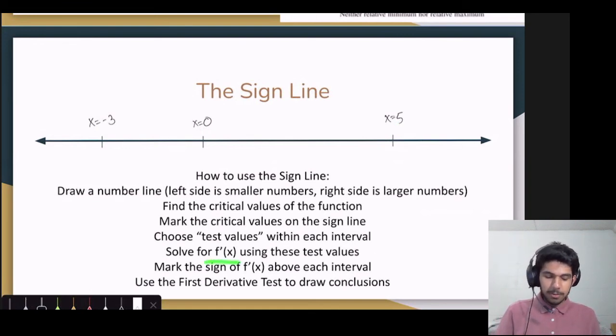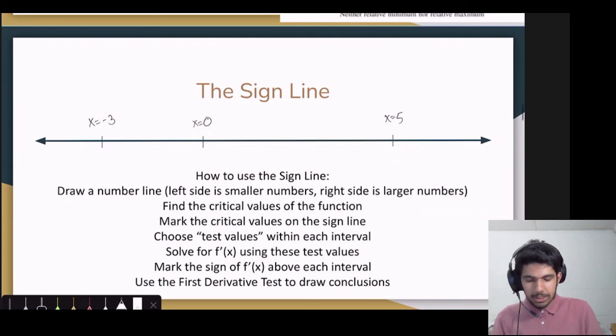Then we solve for f prime of x using the test values, similar to what we did before. Then you can mark the sign of f prime of x above each interval, and then we can use the first derivative test to draw conclusions. So let's just take a look here.